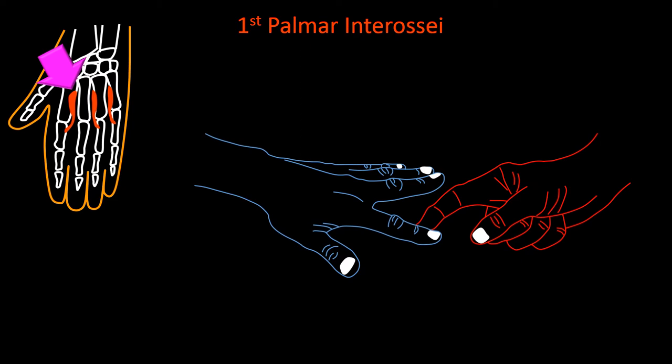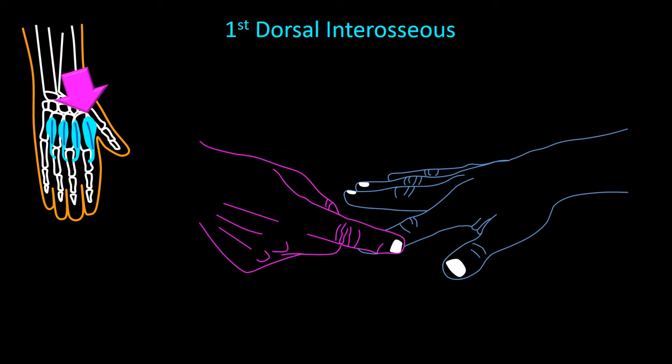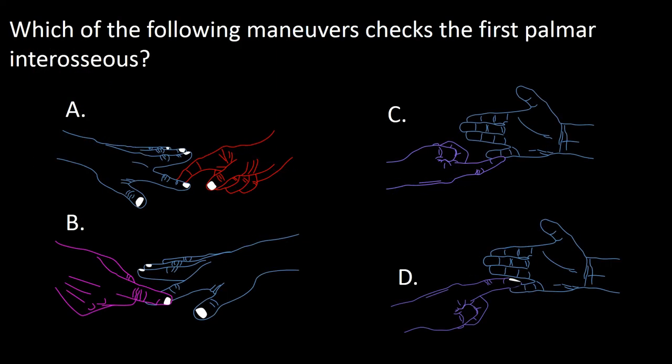The first palmar interosseus is checked, as you can see in this picture. In children, the easiest way is to ask them to cross their fingers. And usually what they do is they move the index finger across the third finger. This is the way that you can actually test the first dorsal interosseus, which is by putting your finger on the side of the thumb and asking them to push against your finger. So the answer to this question is A.